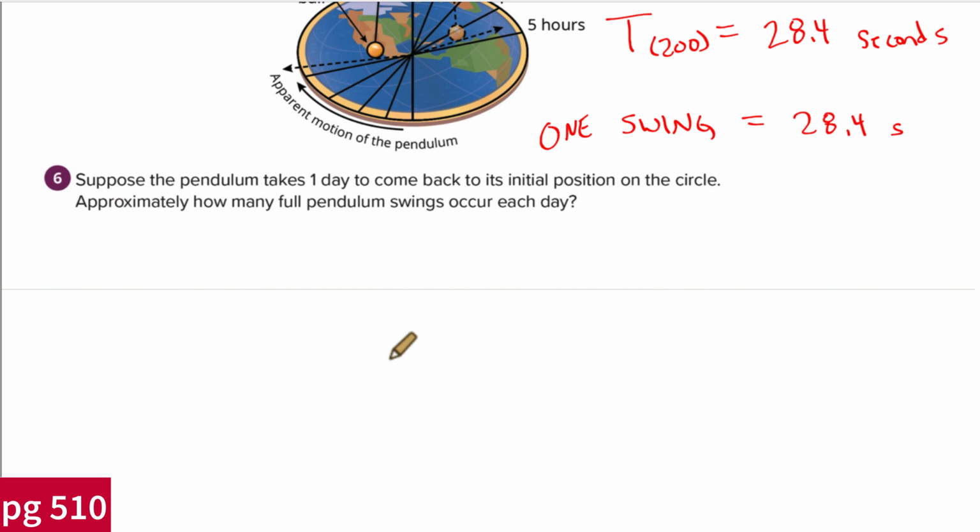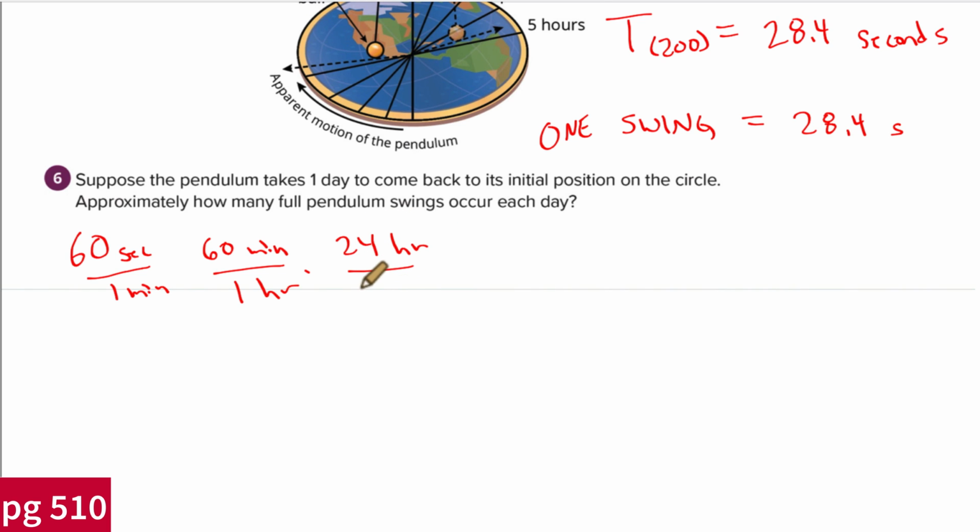So one day, that's tricky. What do we have? Well, there are 60 seconds in 1 minute, and 60 minutes in 1 hour, and 24 hours in one day. Remember doing this in physics? It's fantastic. So what do we get? Minutes will cancel, hours will cancel. We get seconds per day: 60 times 60 times 24. I think that's 86,400, right? That's how many seconds there are per day.